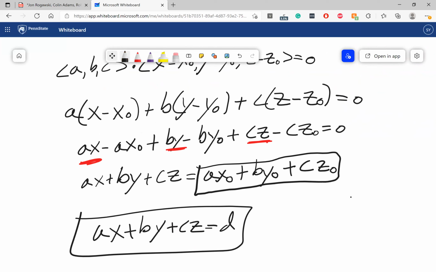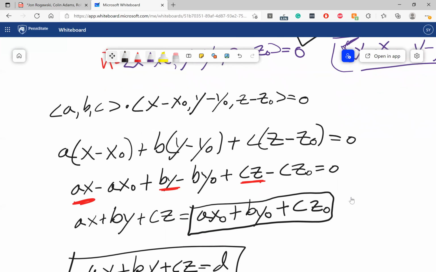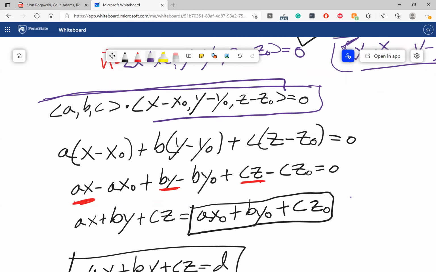So by definition, what this equation is saying is all the points, all the vectors that are orthogonal to the vector a, b, c, right? This is a vector. And when you dot it with a, b, c and you get 0, that is the set of all vectors that are orthogonal to a, b, c, and that's a plane. Any questions?